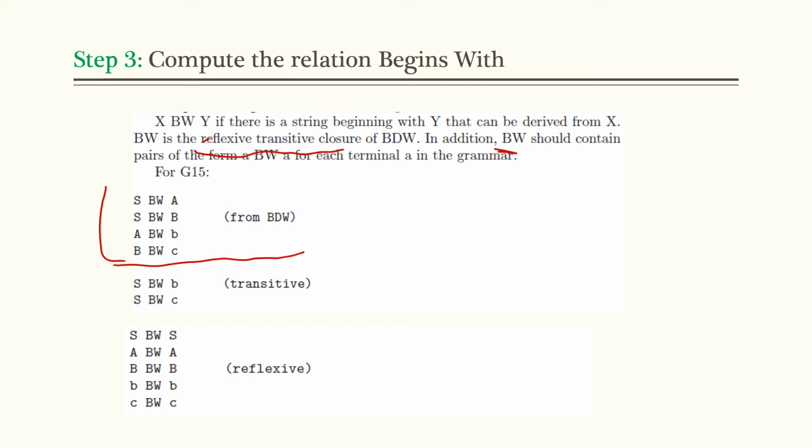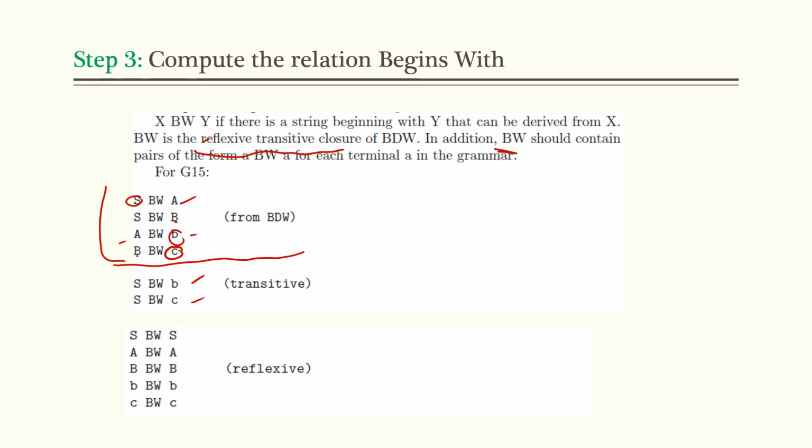Next is to find the transitive pairs from this BDW. For the first rule, you get S begins with A. Then you look at A begins with B. So the transitive pair will be S begins with B. Next one is S begins with B, and then B begins with C. So you have S begins with C. That is the 2 transitive pairs from the BDW.